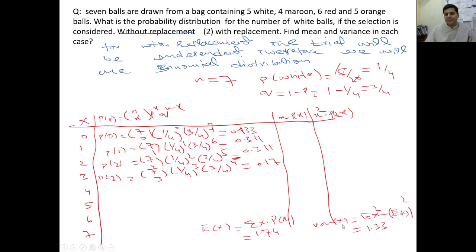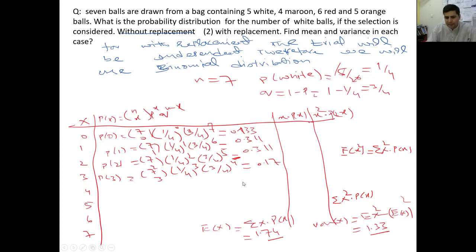Similarly, we will calculate the variance of x. The formula of variance is E(x square) minus mean square. You know that E(x square) is the summation of x square into p(x). When we add this and subtract the mean square, 1.74 squared, your variance will be 1.33. So in this way you will calculate the mean and variance of the binomial and hypergeometric distributions.